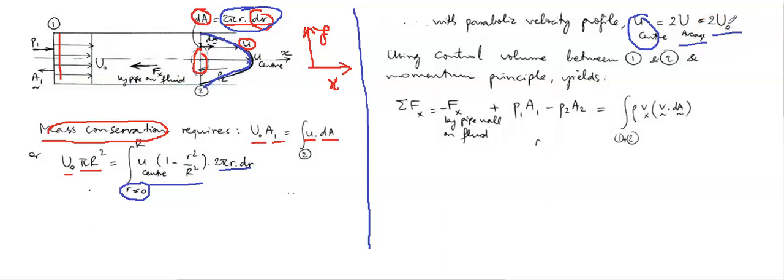And now, if we use the control volume between section 1 and section 2, then you know the sum of the net force along the x direction will be equal to the net momentum that we solved throughout the problems initially.